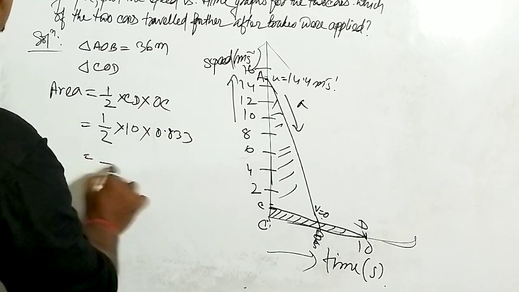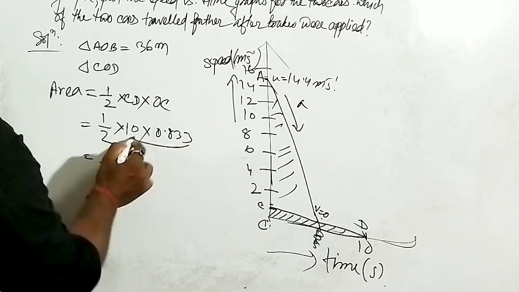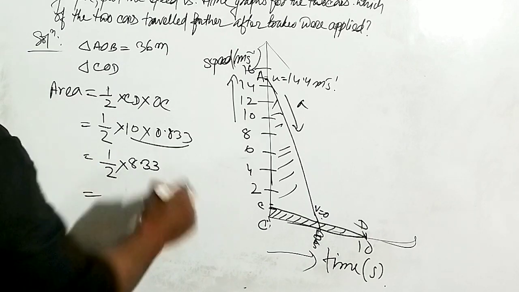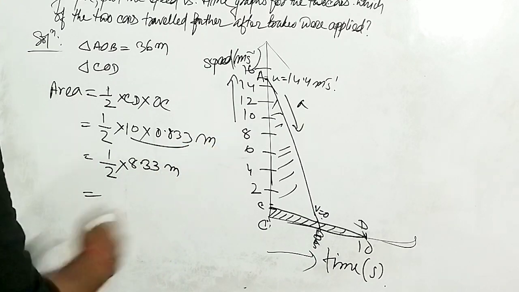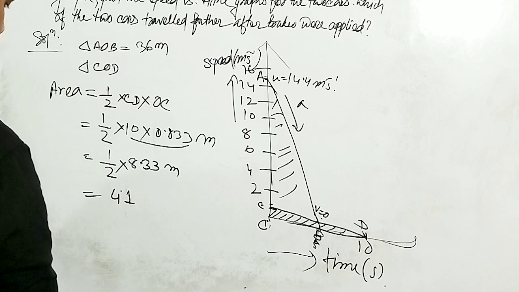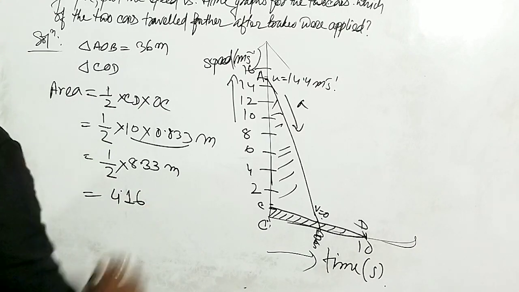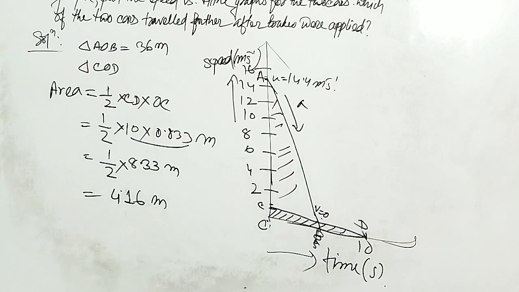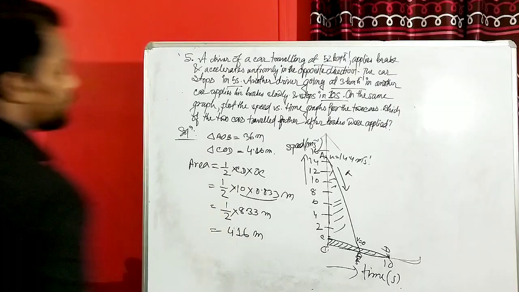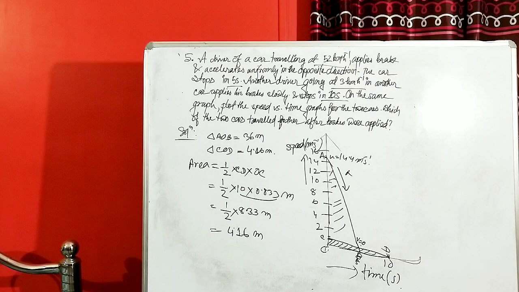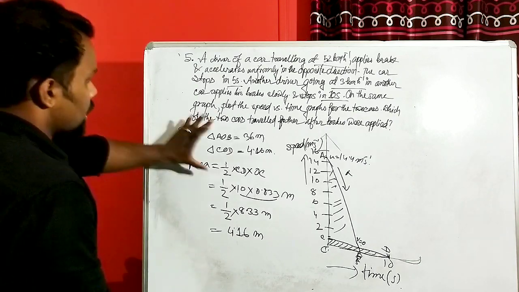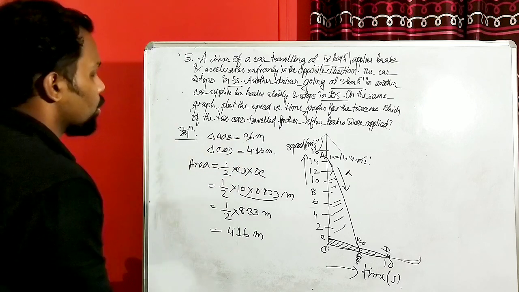0.833. For our convenience, we will multiply these 2 things. What will be there? 8.33, right? Now if we further solve this part, it will be in meter. If we further solve this, almost 4.16 meter, right? And for this we have got 4.16 meter. Now simple thing, right? So we have got that one is 36 meter, the other one is 4.16 meter.